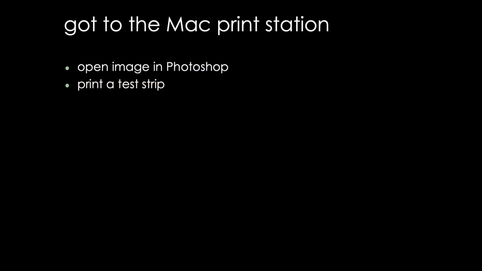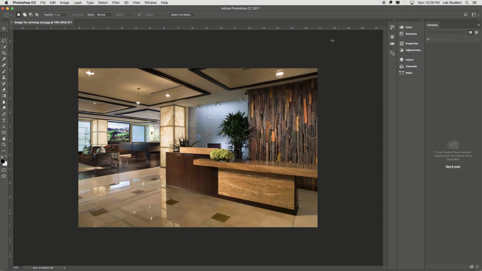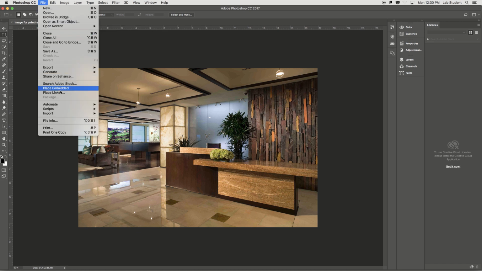Finally, now that you've got an image that's 7,500 pixels, you're going to want to go to the Mac print station, open the image in Photoshop, and print a test strip. So let's see how to do that. So you may not be able to tell, but I'm actually sitting in the print lab right now. And let's call up the print menu from our pull-down menu here.